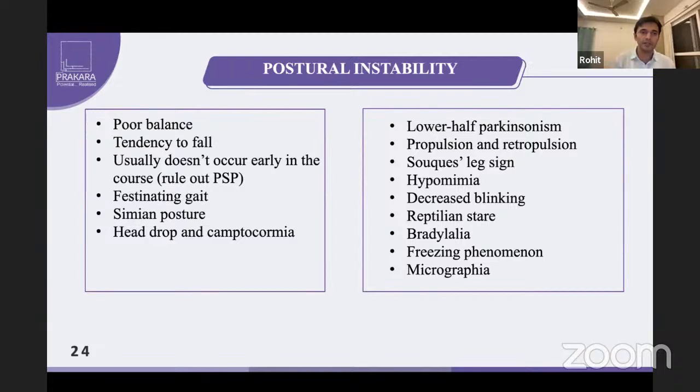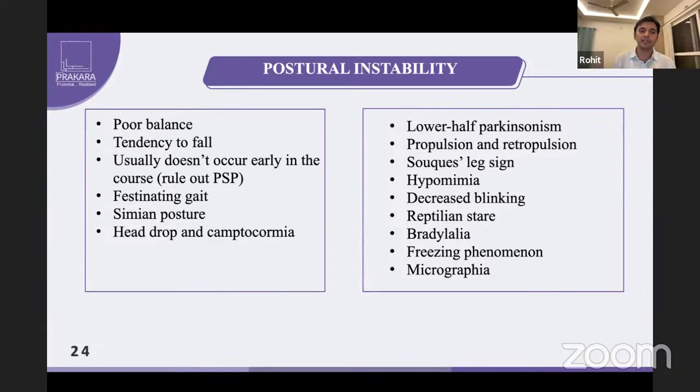They have a tendency to fall, but usually in Parkinson disease, it does not occur early in the course. Postural instability is something that develops slightly later in the course of the disease, maybe 5 to 10 years after the onset of symptoms. But in certain Parkinson plus syndromes, for example, progressive supranuclear palsy, this starts early, probably even within the first year of diagnosis itself. They can have postural instability and recurrent falls.